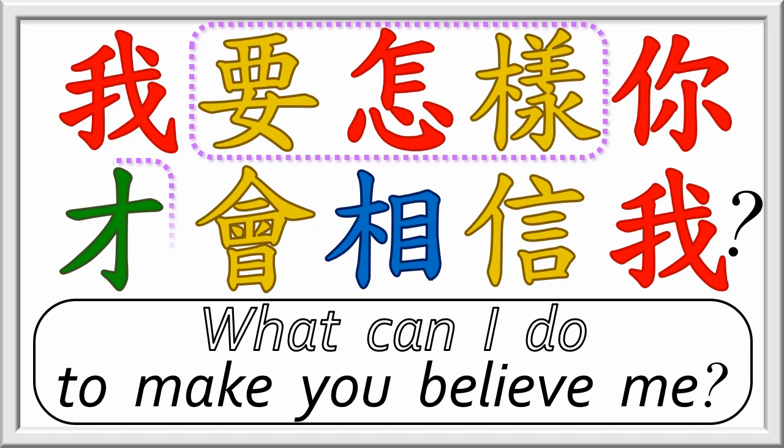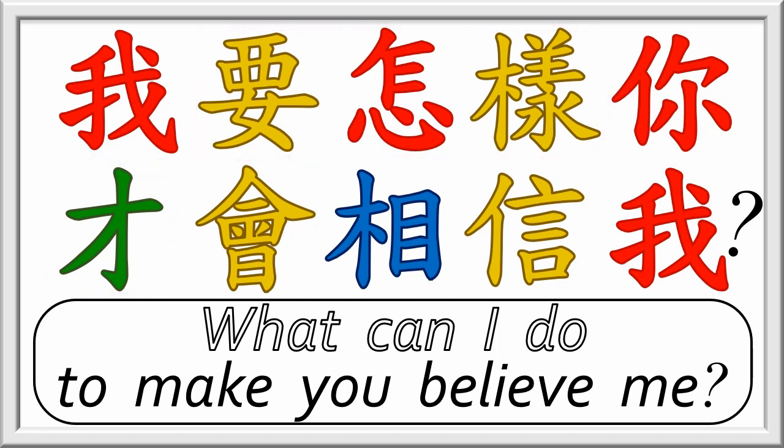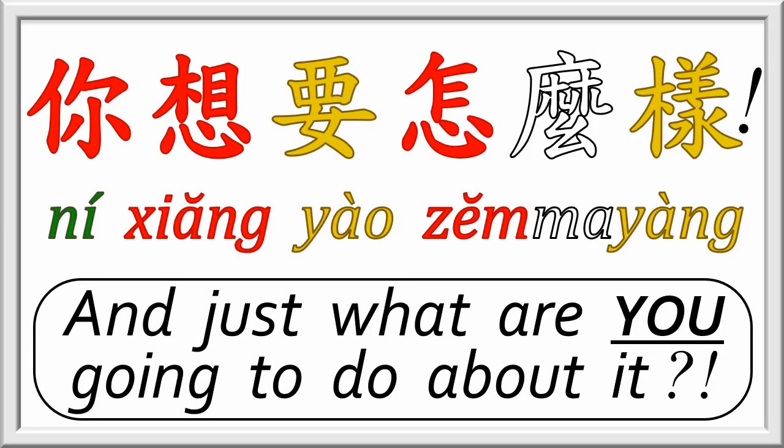And now we have an extremely common phrase, 怎么样, or its abbreviation, 怎样. 我要怎样你才会相信我? What can I do to get you to believe me? Literally, how can I go about this? 你想要怎么样? And just what are you gonna do about it, huh? From that brusque intonation, you can tell them's fightin' words. It all depends on the tone of voice.